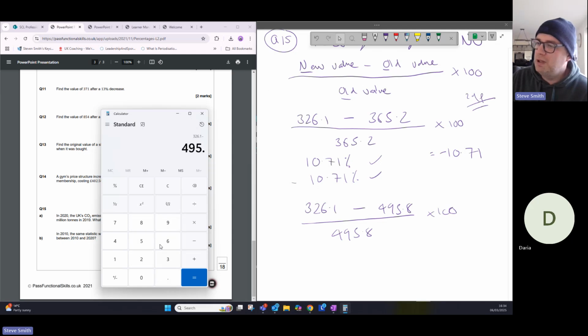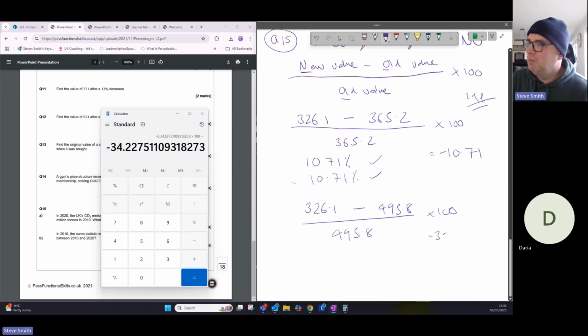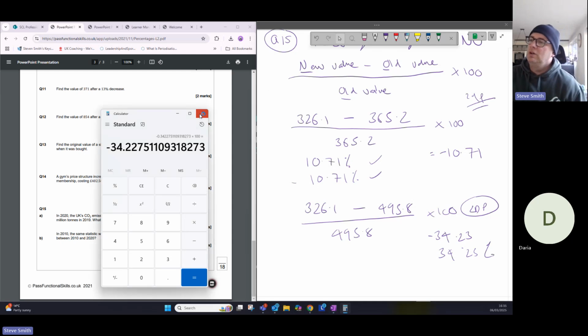Maybe you typed the number in incorrectly, or pressed times instead of subtract. Just do it again. If it doesn't look right, I'm forgetting where I'm divided by 495.8 equals that, times by 100. So in the 10 years since the CO2 emissions thing started, we've decreased by 32.23, same again, 2dp, and or 34.23%. And those sort of questions are really quite common.